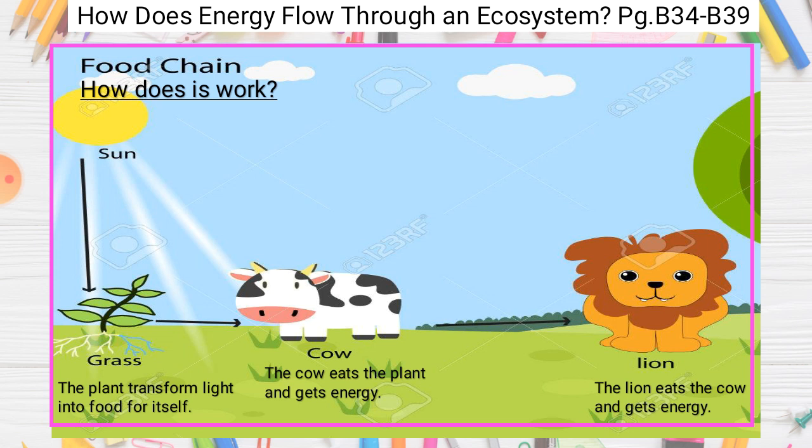However, animals cannot produce food, so they feed on other living beings. The cow eats the plant and gets energy. Animals rely on food to get energy. However, the cow can be eaten by the lion. The lion eats the cow and gets energy too. Copy on your notebook.